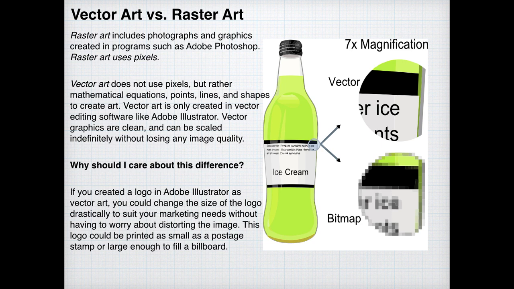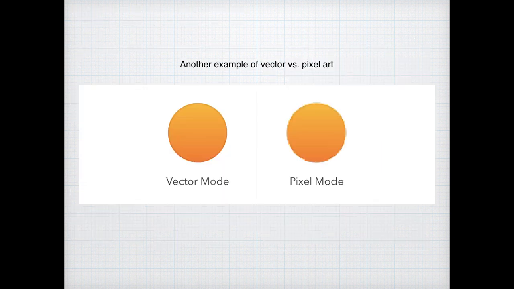And if you look at this example of the bottle, you can see the difference between vector image quality and raster or bitmap image quality. You might hear me say bitmap to reference raster graphics too. Here's another example of vector versus pixel, where pixel equals raster or bitmap.